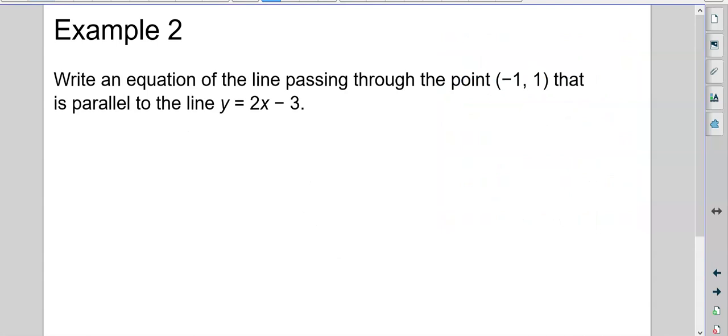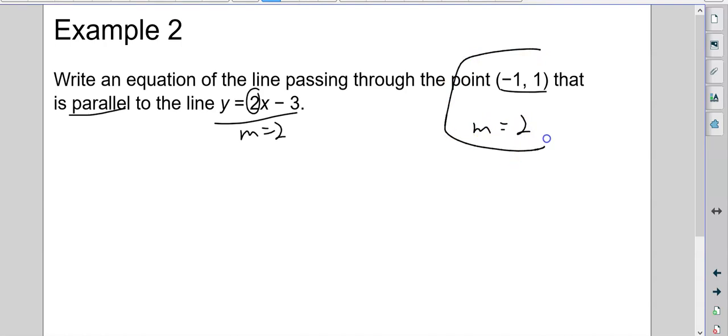Write an equation of a line passing through this point that is parallel to this line. Okay, this is what I was going to show you earlier, but we need to do it now. So first thing we need to do is identify the slope. This slope is 2. If it's parallel, my new slope is also going to be 2. And I'm going to use this point.